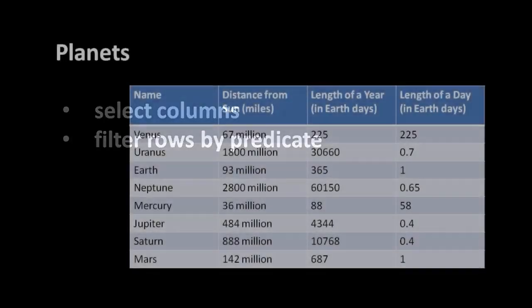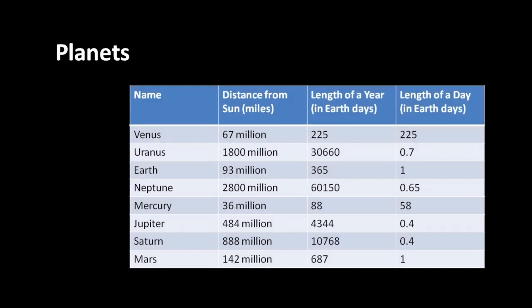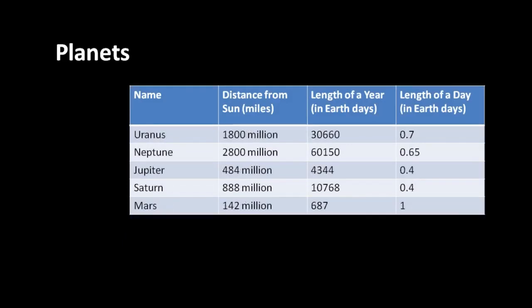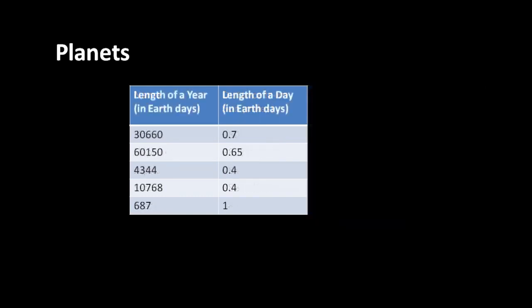So when we query our planets table, we might filter for, say, the rows in which the distance from the sun is greater than 100 million miles. So that leaves us with Uranus, Neptune, Jupiter, Saturn, and Mars. And say that in our query we don't want all the columns, we just want the length of the year and the length of the day. Well, we just specify those by name. And this is the end result. This is the result of our query, which notice looks very much like a table, because it is.